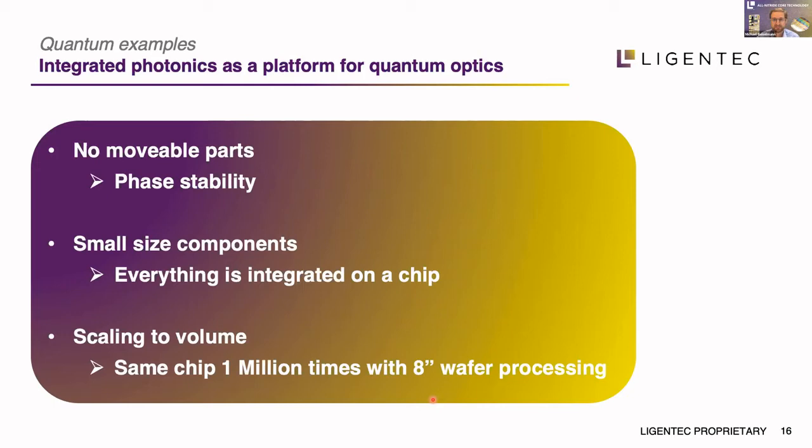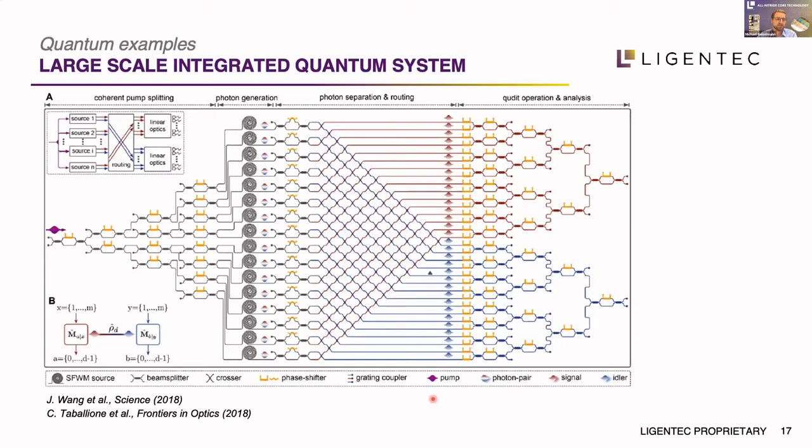if that is needed. And here's an example of a large integrated system realized with photonic integration, where you have a lot of these beam splitters, what I showed before, integrated in Mach-Zehnder interferometers with tunable phase shifters. Here the heaters in yellow can shift your phase, and that whole system then can do photon pair generation and here photon separation and operation and analysis.